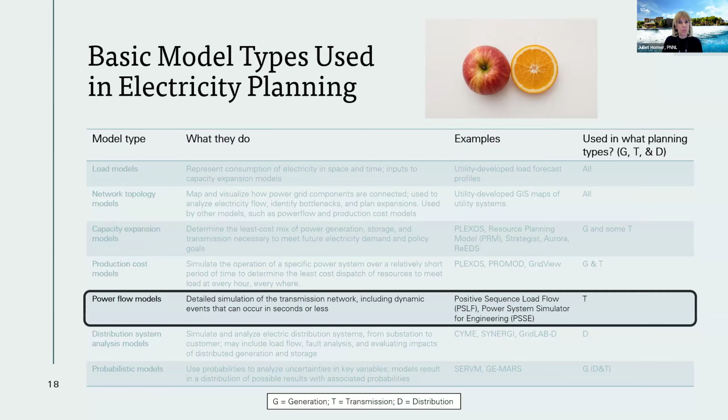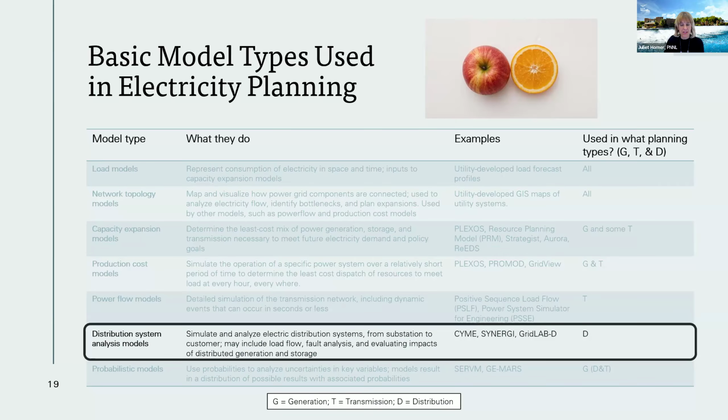Then we move into power flow models. Our grid engineers here at PNNL love to run these models, and they're very detailed simulations of the physics of the power system or the transmission network. And they include those dynamic events that can occur in seconds or less than seconds that can impact system stability. And so at the end of this table here, I show the different types of planning that these models are used for. And so for these power flow models, they're often used in transmission planning.